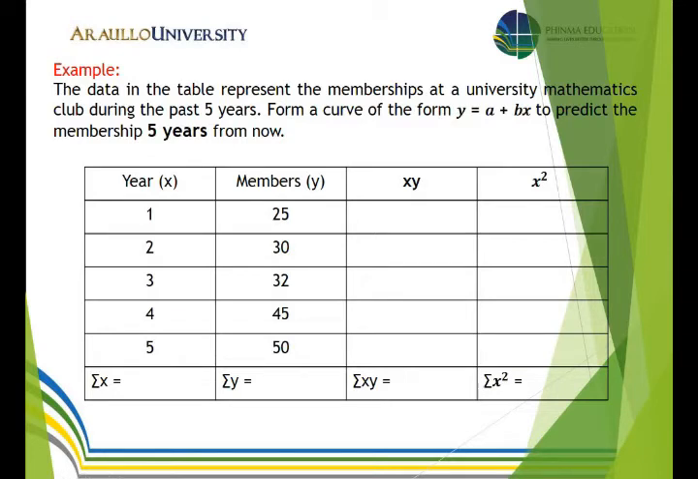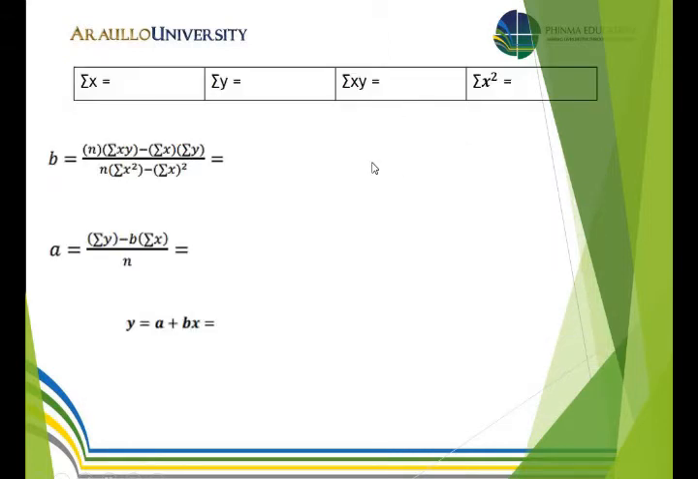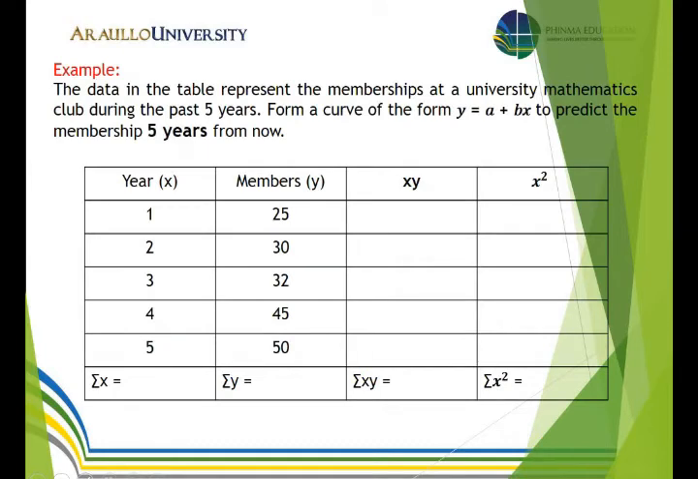Since the year is the x and the number of members is the y, as you can see, we have x and y. And then we have x squared, because we need that in our formula, right?